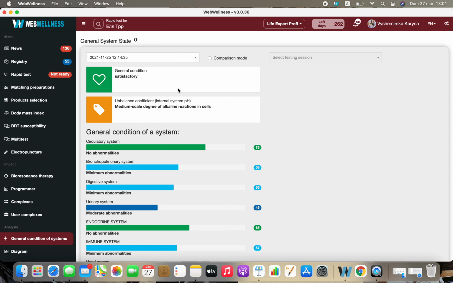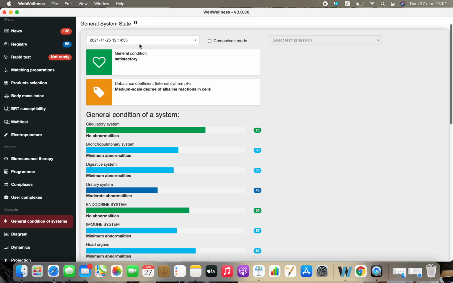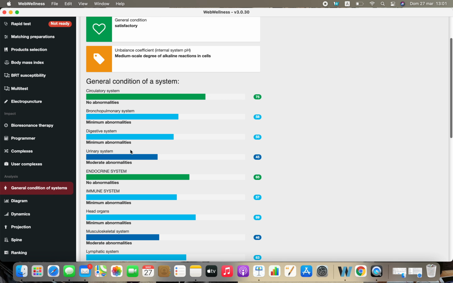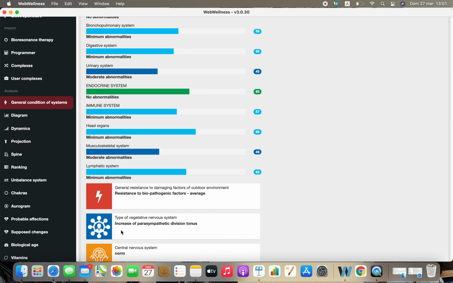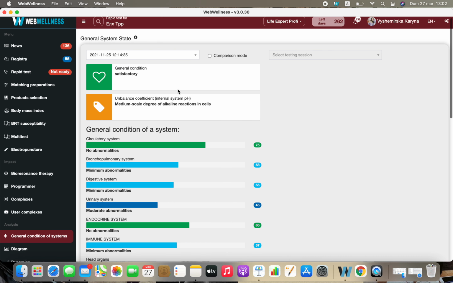So here we have our test, right? And what we need to check is basically the pH level, the organs and the system's condition, the general state of the body, the type of vegetative nervous system, central nervous system, if the person has stress, etc.